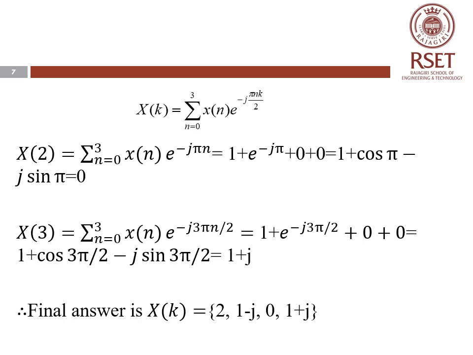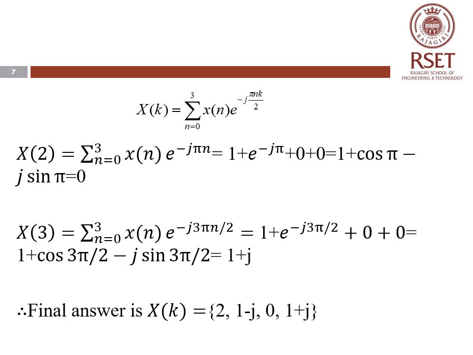Next we have to find out capital X of 2 and capital X of 3. To find capital X of 2, you have to substitute k equal to 2 in the expression for DFT. So what happens? It is sigma n from 0 to 3 x of n e raised to minus j pi n into 2 divided by 2, or it is e raised to minus j pi n.